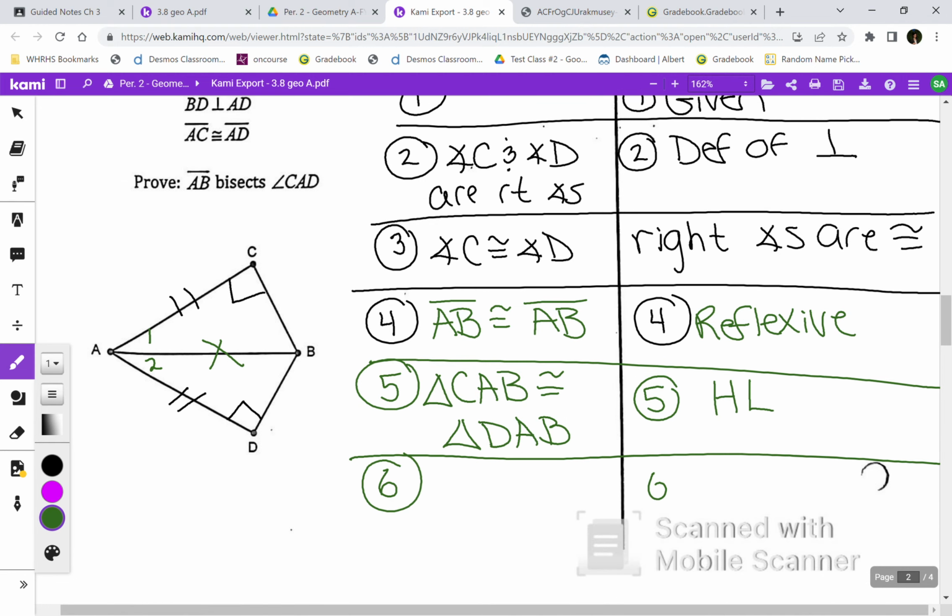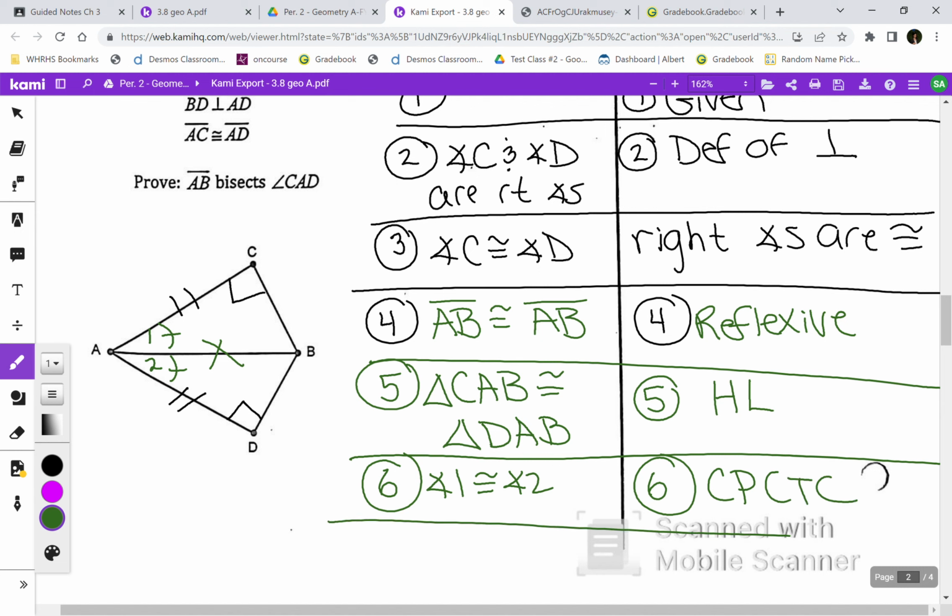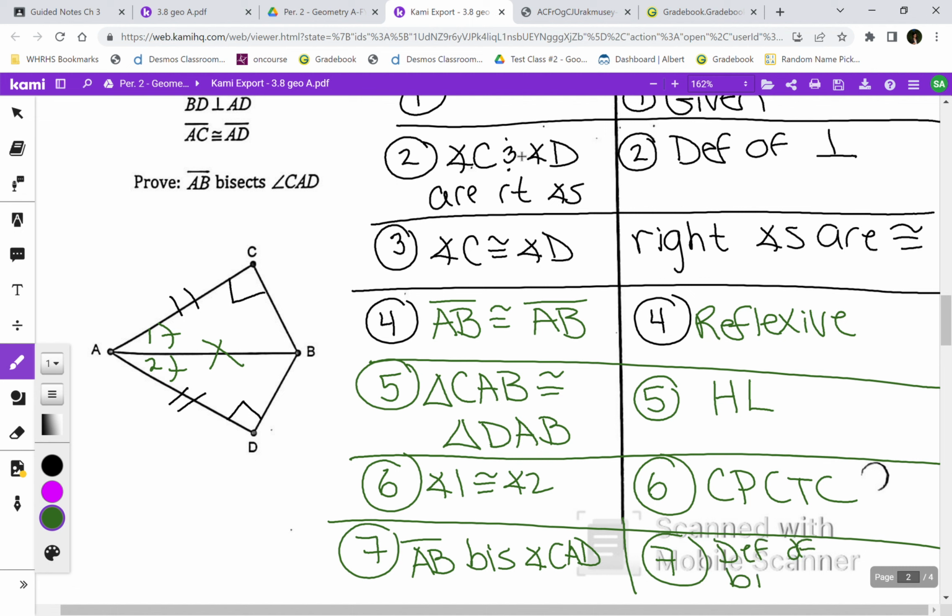Now what should I say? Finn? You got it. Now I'm going to say angle 1 is congruent to angle 2. For what reason, Vincent? CPCTC. Okay, now that we have angle 1 congruent to angle 2, now can I say that AB bisects angle CAD? Yes, AB bisects angle CAD, def of bisect.